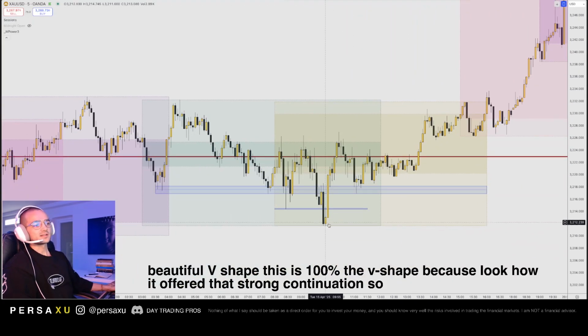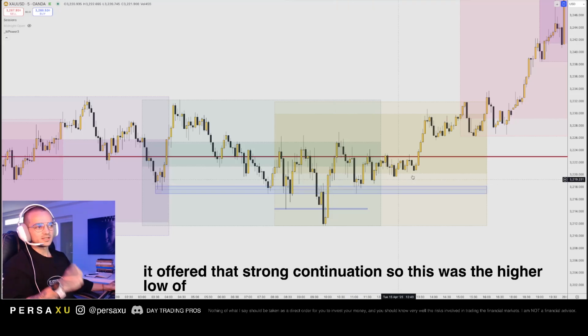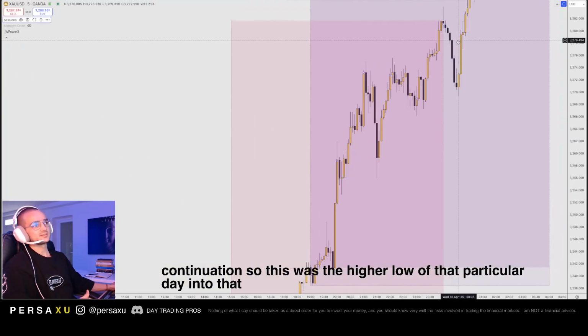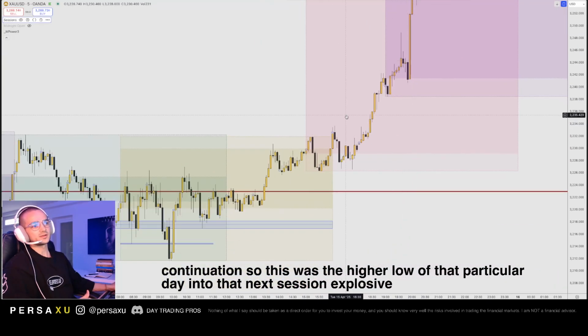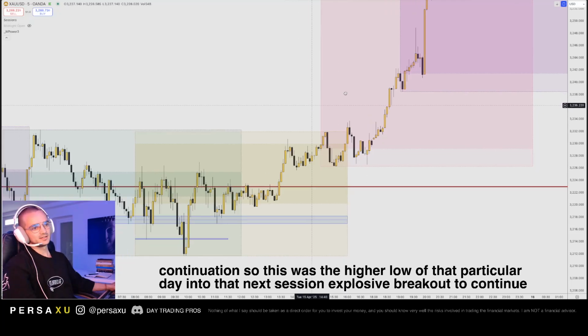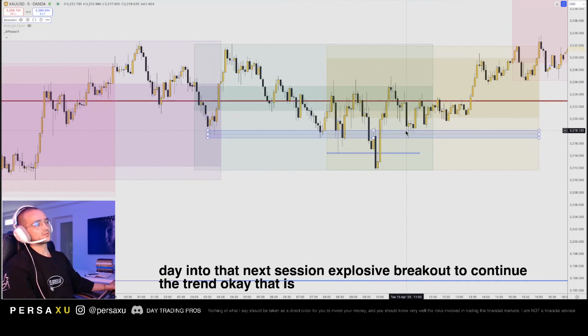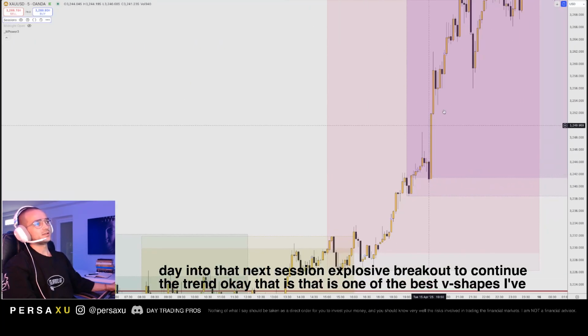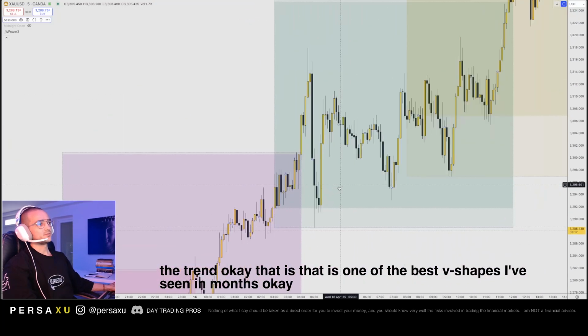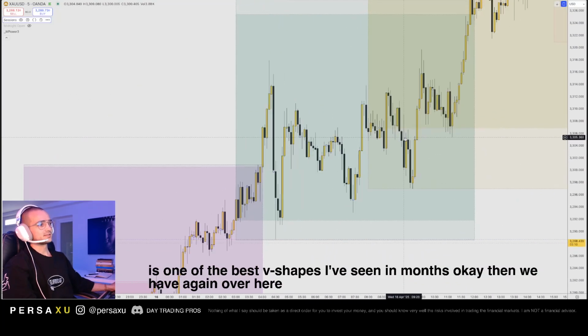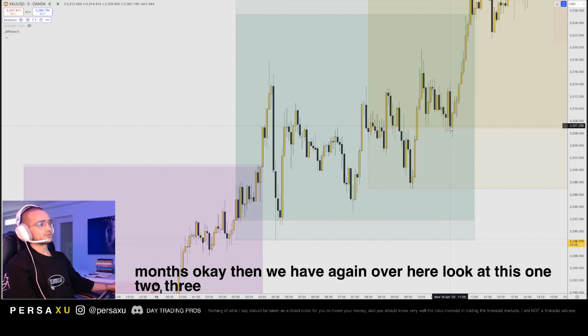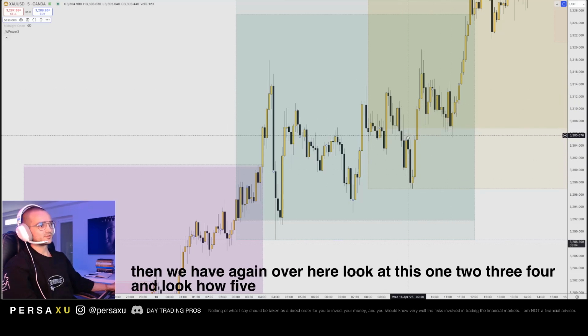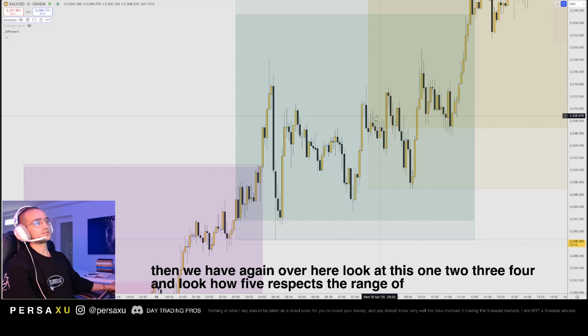So this was the higher low of that particular day into that next session. Explosive breakout to continue the trend. Okay, that is one of the best V shapes I've seen in months. Okay, then we have again over here, look at this, 1, 2, 3, 4, and look how 5 respects the range of 2 and 3. This is really amazing. I love this.